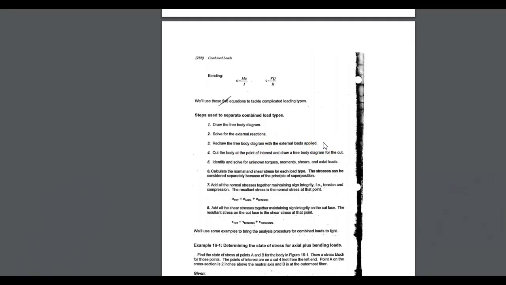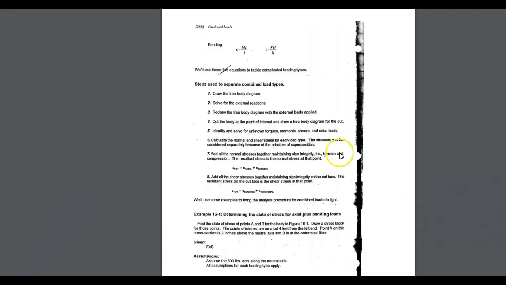Now this is exactly like what we did for the first step of the VM diagrams. Then we cut the body at the point of interest. We do that cutaway and draw a free body diagram of the cut, because we need to get the internal reactions. Once again, this is just like we did for VM diagrams. And then we identify and solve for unknown torques, moments, shears, and axial loads.